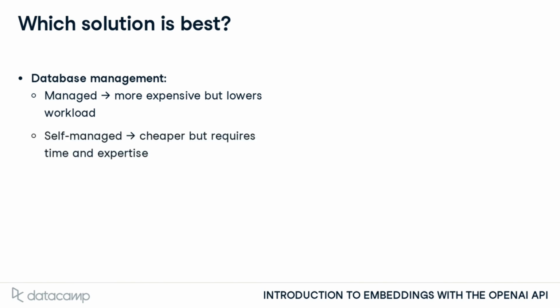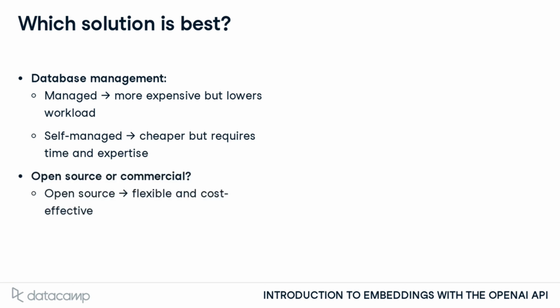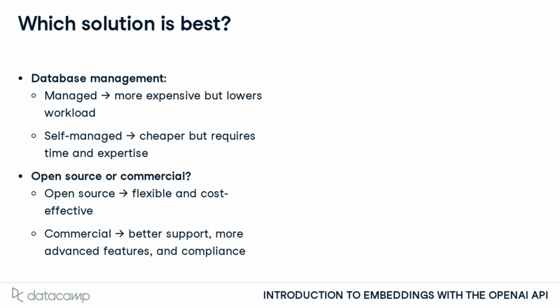Alternatively, you can self-manage and deploy your own server and database, either in the cloud or on-premise. This is usually cheaper, but requires time and expertise. Open source solutions provide greater flexibility in usage and can be more cost-effective if budgets are tight. In contrast, commercial solutions offer better support, more reliable performance, advanced features, and better regulatory compliance.